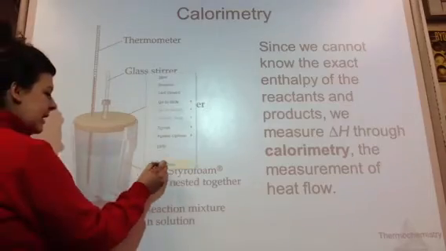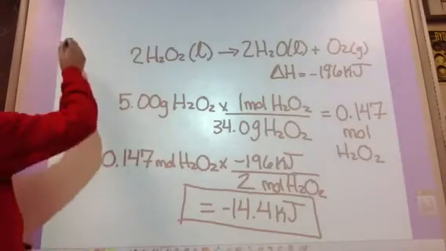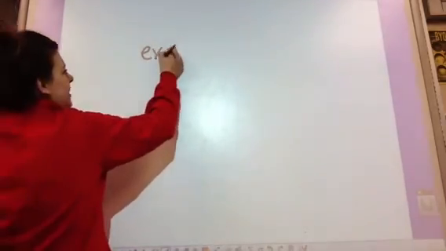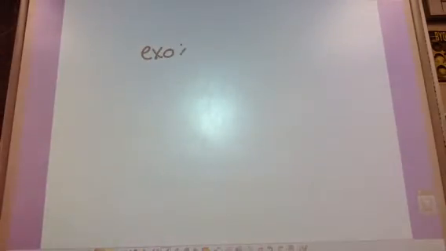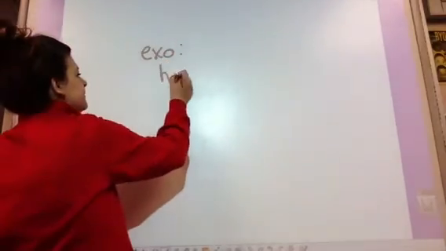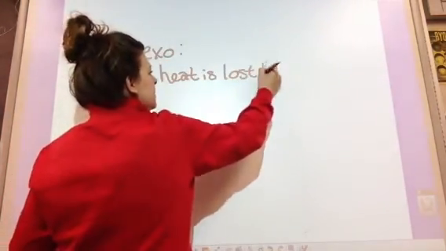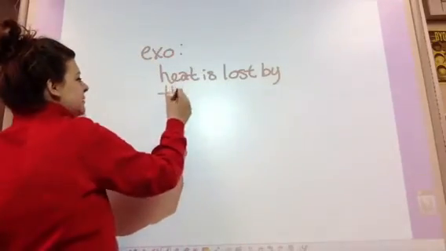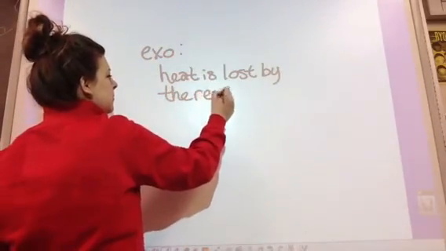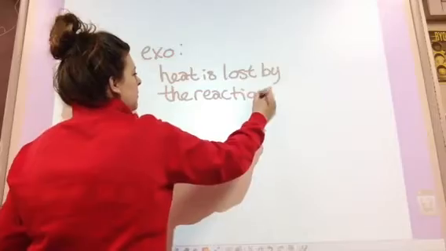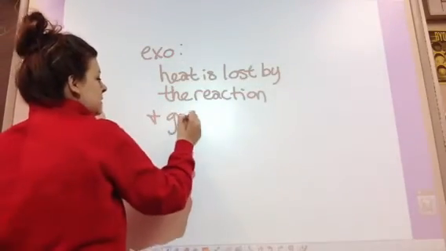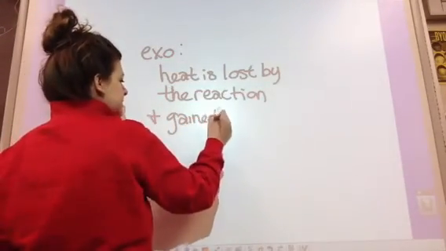So actually, let's write these down. Let's write these little notes down. Okay, so for an exothermic reaction, heat is lost by the reaction and gained by the water, by the surroundings.